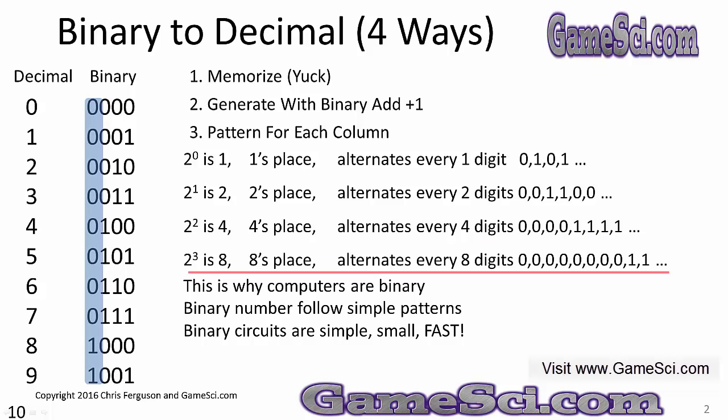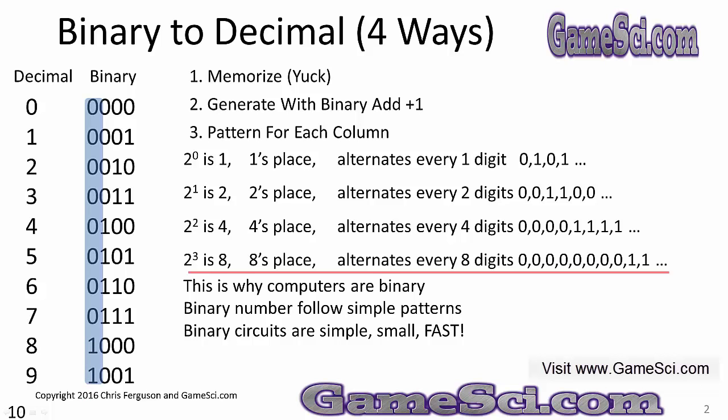Finally, let's look at the eights place. 2 to the third power is 8. So this column will alternate every 8 digits. You see 8 zeros here, then 2 ones. These ones will go on for 6 more places, or 8 ones, then 8 zeros, then 8 ones.